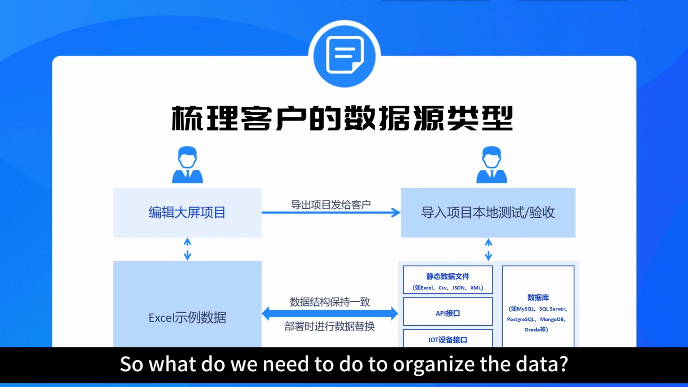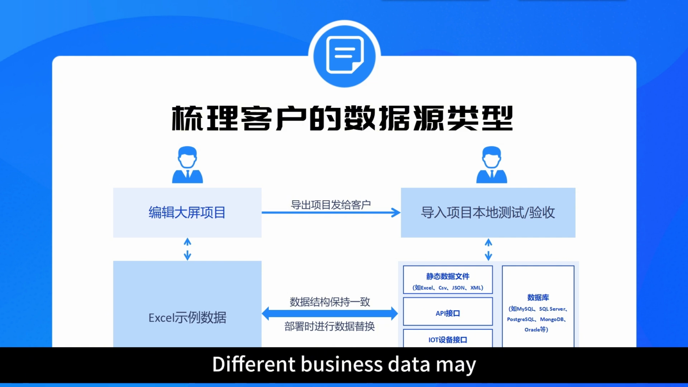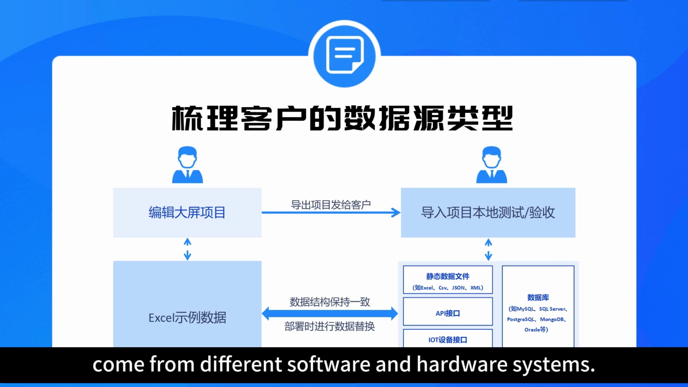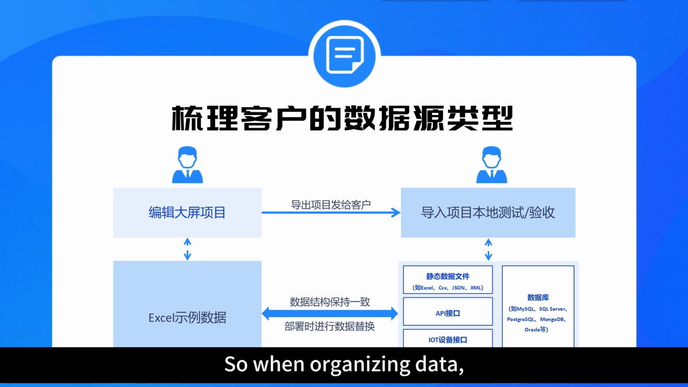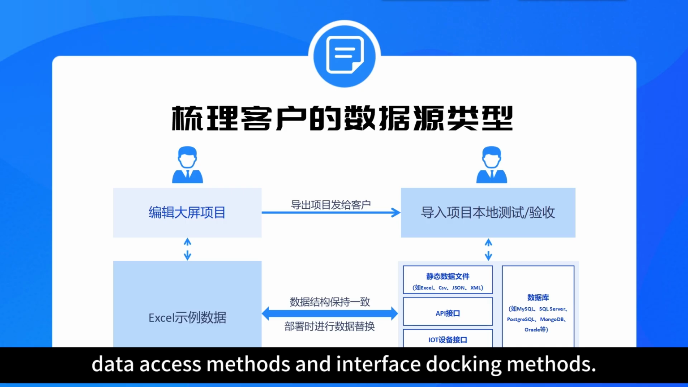So what do we need to do to organize the data? Different business data comes from different software and hardware systems. So when organizing data, we first need to understand the data access methods and interface docking methods.